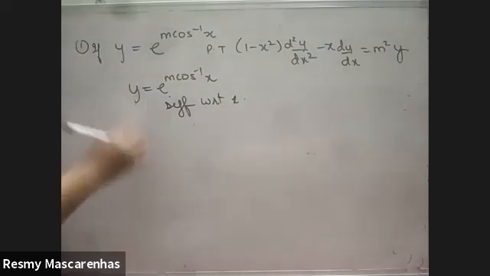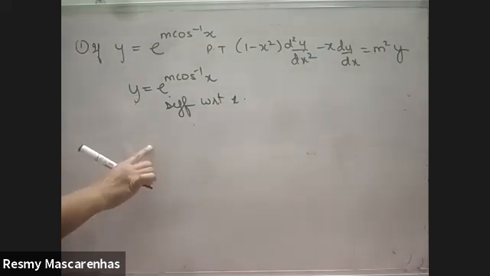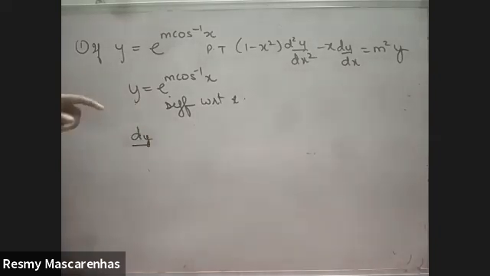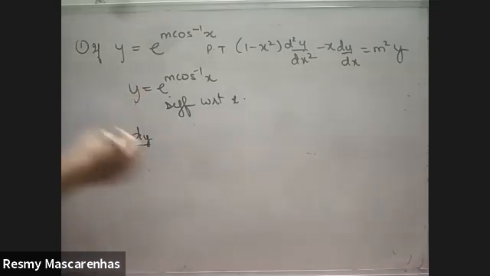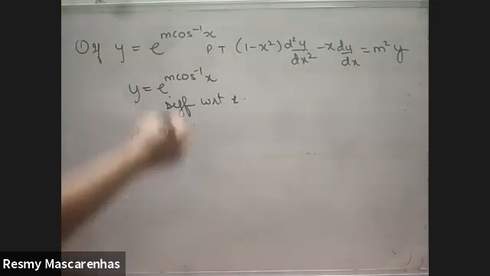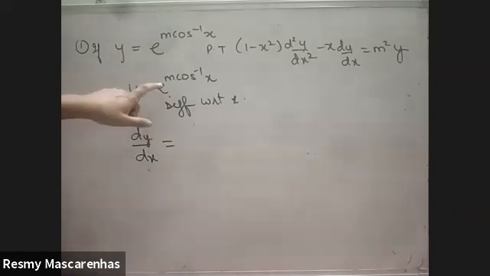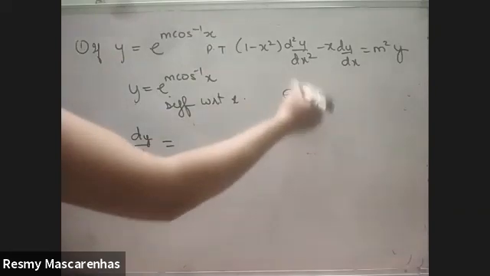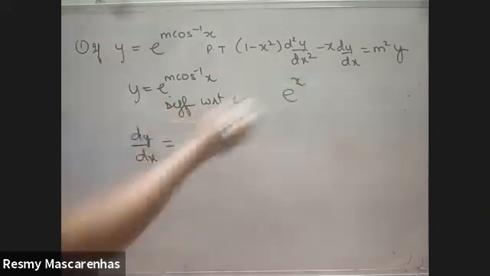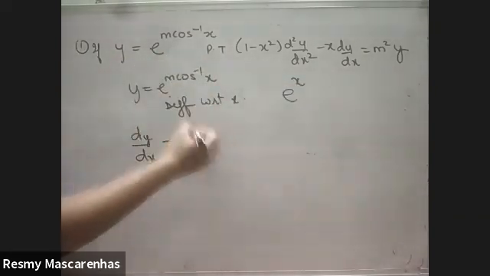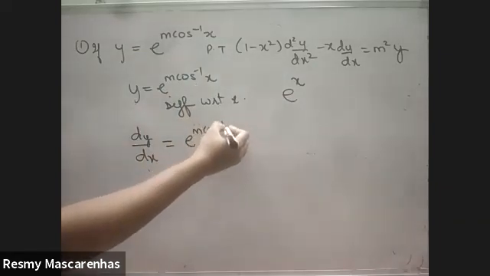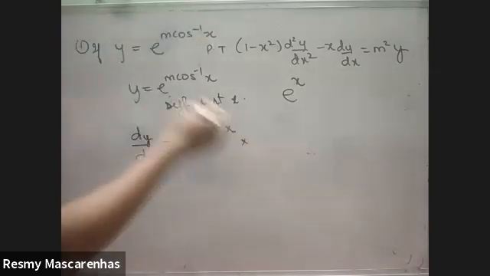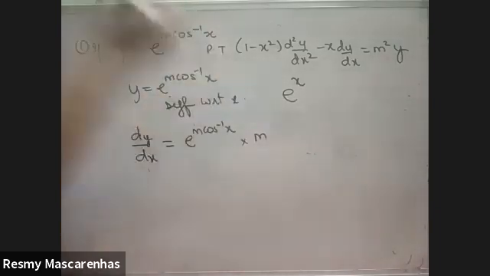When you differentiate, you can write it as y1 or dy by dx, however you are comfortable. I have done problems in both ways on the notebook, with y1 and with dy by dx. Now when I'm differentiating, this is e raised to something, in the form of e raised to x. So the derivative of e raised to x is e raised to x only, the same thing, but with the extra derivative of this. m is like a pure number, so it will remain there only.